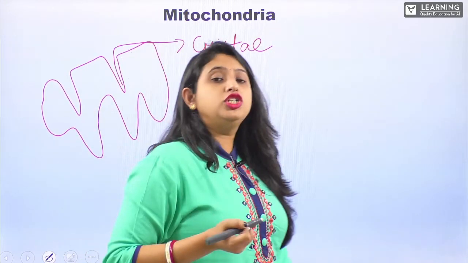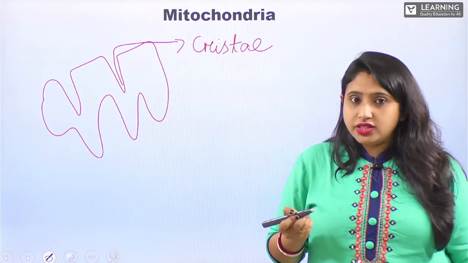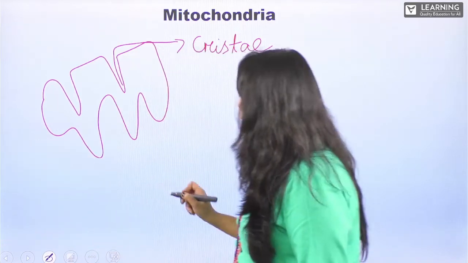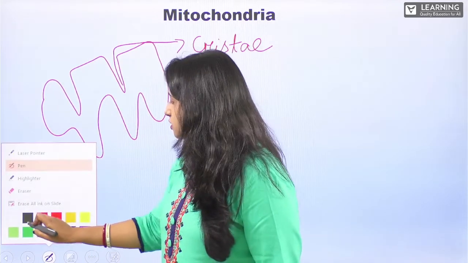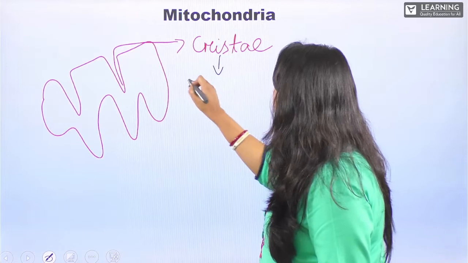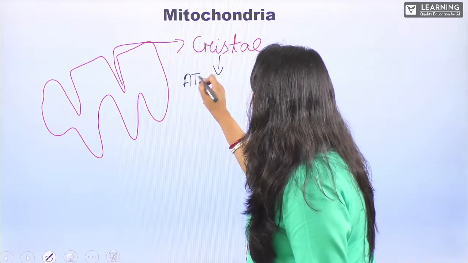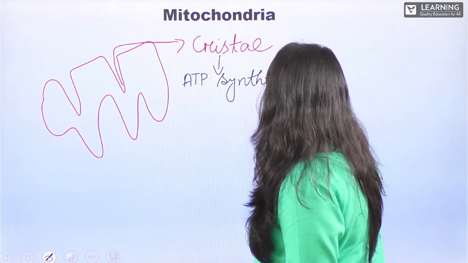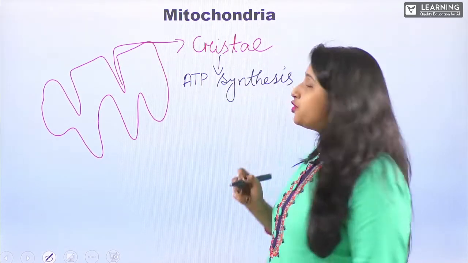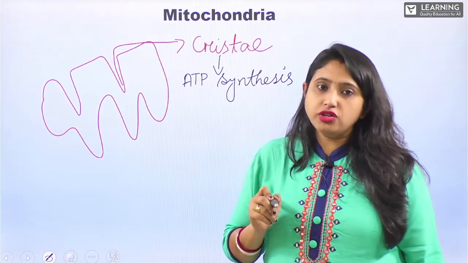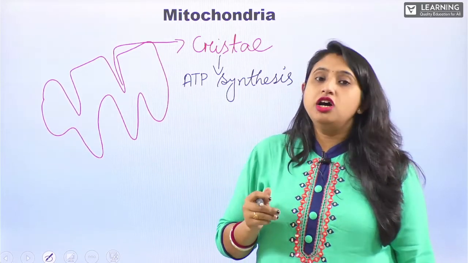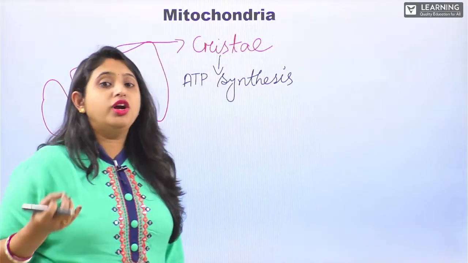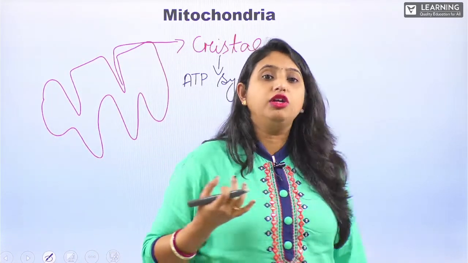Now, what is the function of this cristae? This cristae is responsible for ATP synthesis. Okay, ATP synthesis. This cristae is the place where the electron transportation also takes place. So, it is responsible for production of energy. You know what mitochondria is; you have been studying it from the lower classes.